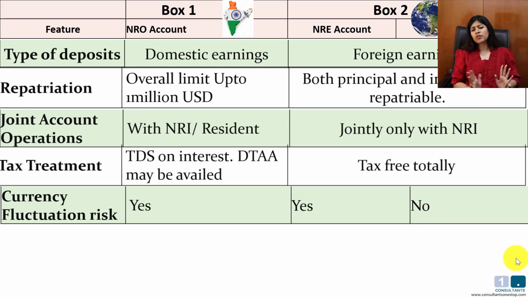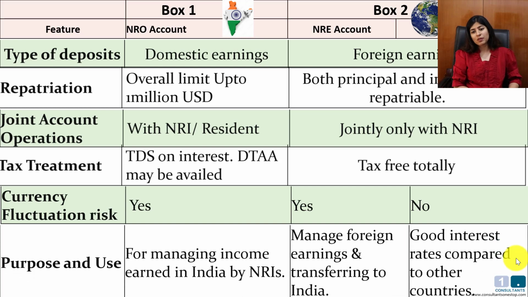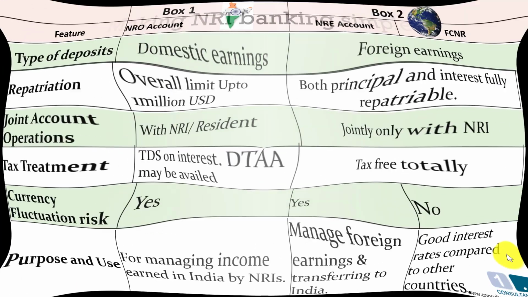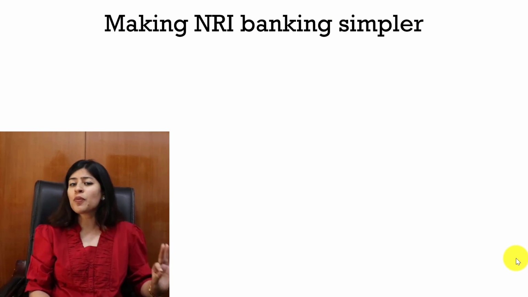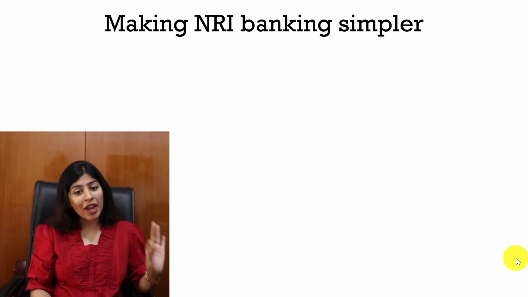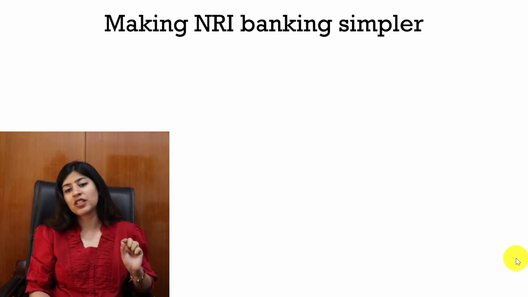So concluding all of these, NRE and FCNR accounts offer great flexibility for repatriation and they are perfect for those who want easy access to their money. NRO accounts are a bit more restrictive, but it's a necessary evil. If you have income in India, assets in India, you need this account for managing your income sources. So friends, that's about it. A precise yet effective scoop on NRI banking. Choose the right account to manage your finances effectively.